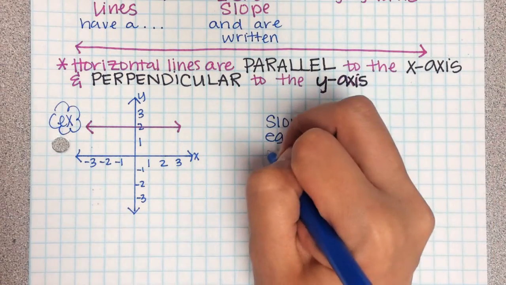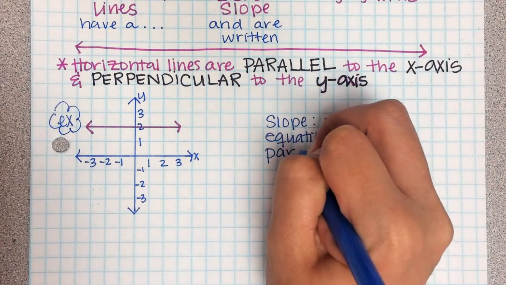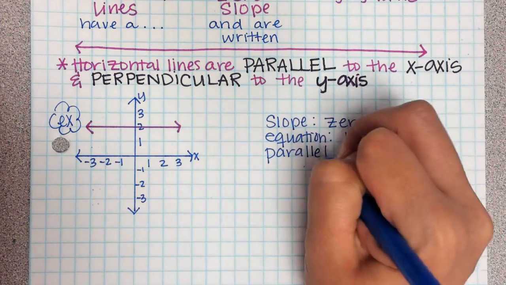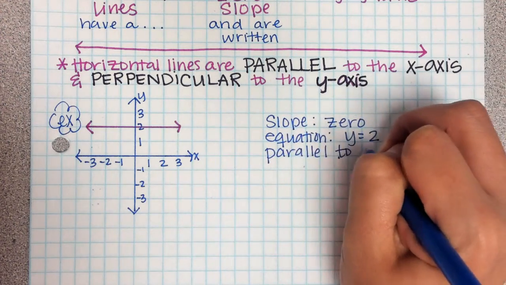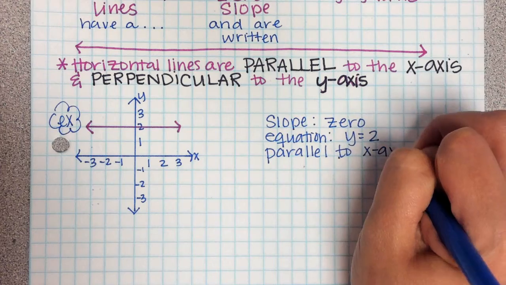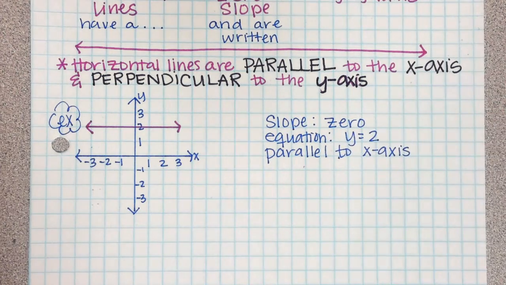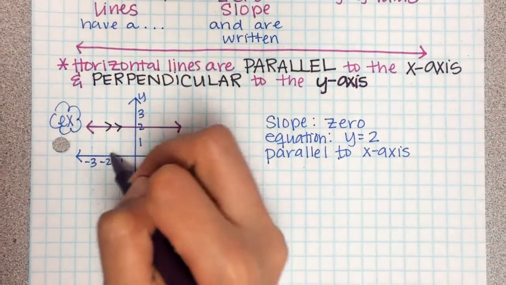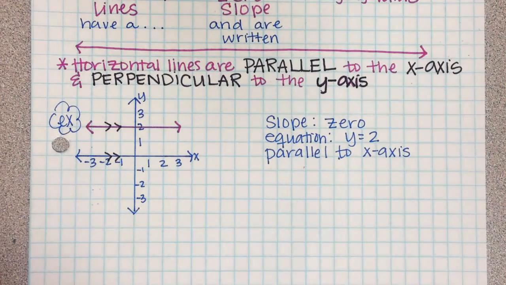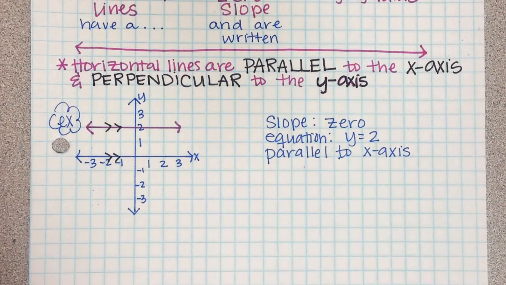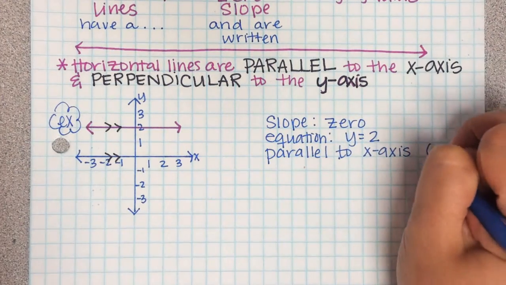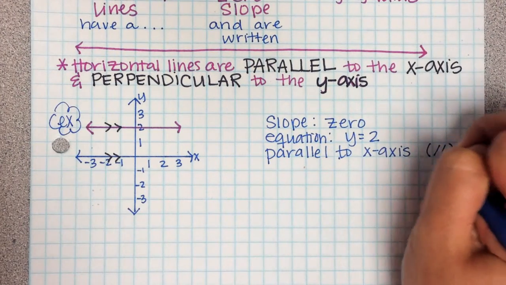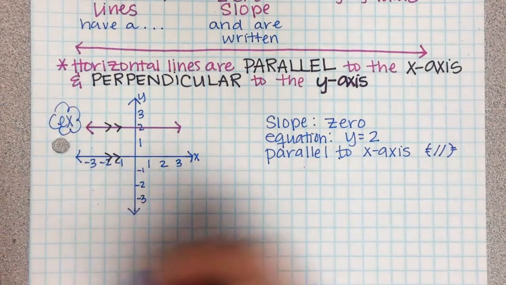We also should note that it is parallel to the x-axis, and we can write that. That's the symbol for parallel on the graph. You can also write parallel in shorthand like that.